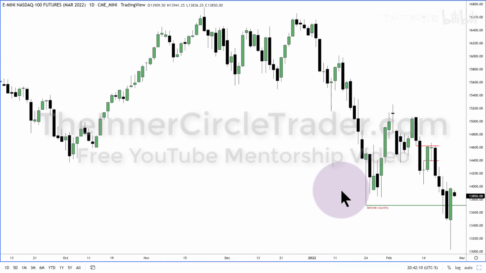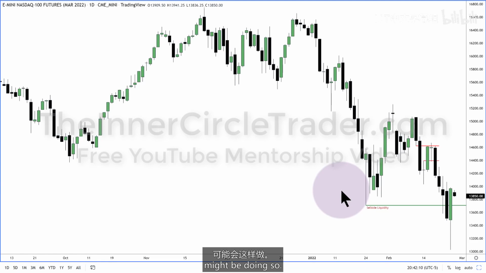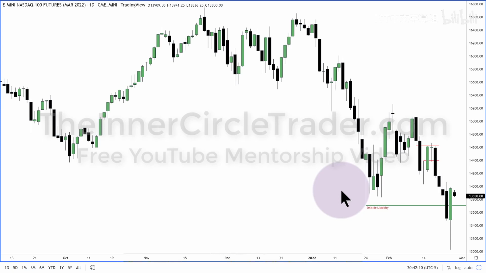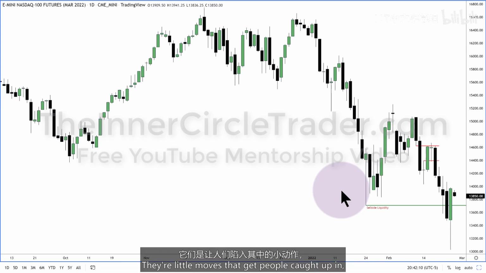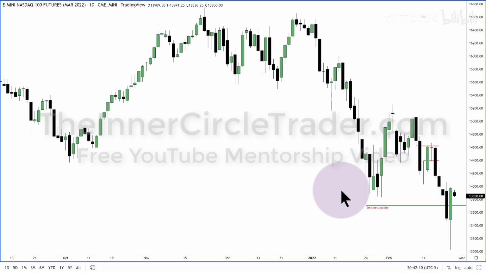You're not going to see why on a 15-minute time frame or a 5-minute chart, why it's not turning around and reversing intraday when it feels like it might be doing so. Because you'll have these small, quick, dynamic little pops in the direction counter to what the daily chart's suggesting. Those are just little traps. They're little moves that get people caught up in, oh, it's going to reverse. Let me get in there and chase that. And then it just creates another selling opportunity when the daily chart is likely to continue going lower.